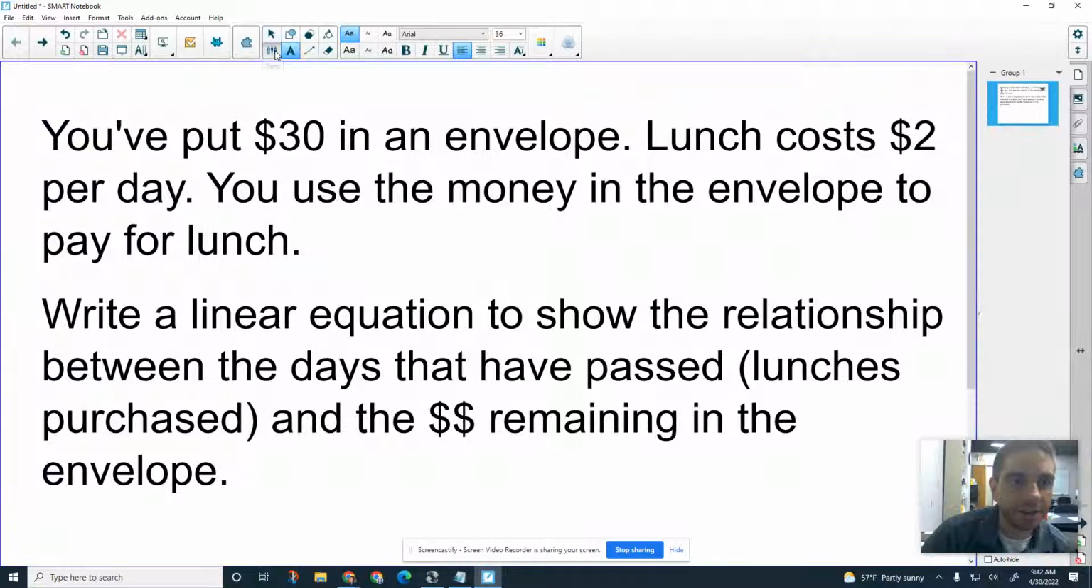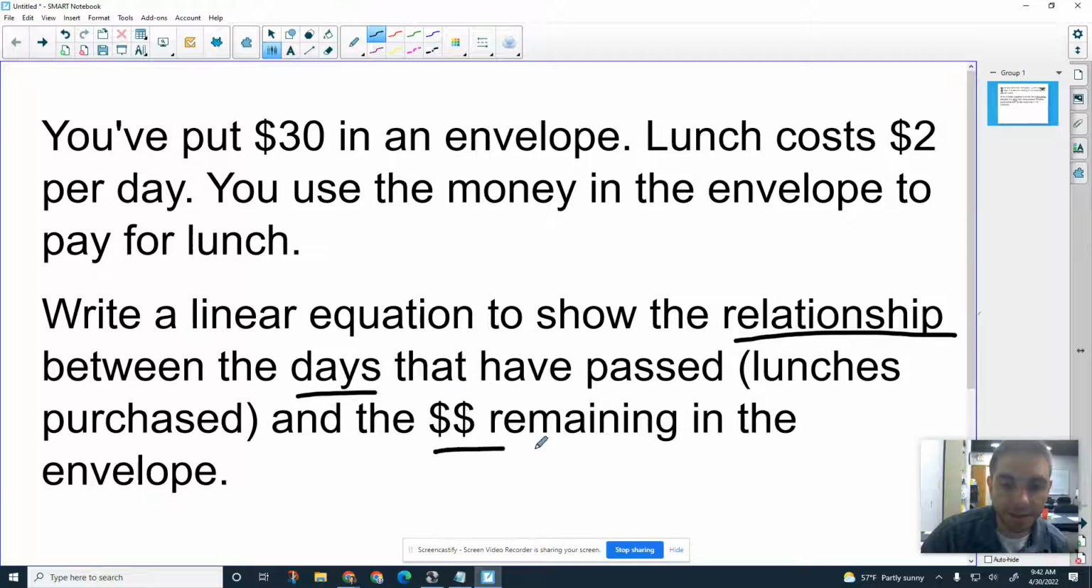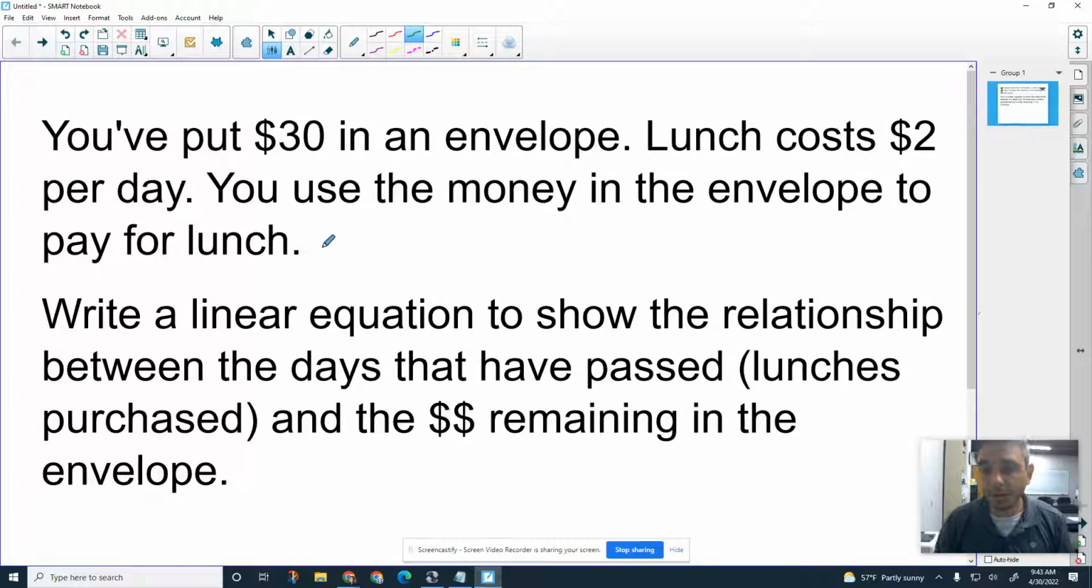Okay, so we've got this scenario. You've got $30 in an envelope. Lunch costs $2 per day, and you use the money in the envelope to pay for lunch. That's all. And then it says, write a linear equation to show the relationship between the days that have passed and the money remaining. When you read that, and you haven't practiced algebra a whole lot, you're like, what in the world are they asking me to do? So what happens is a human nature kind of thing, where if we don't know exactly what they're asking us to do, we come up with a question ourselves and then answer our own question.